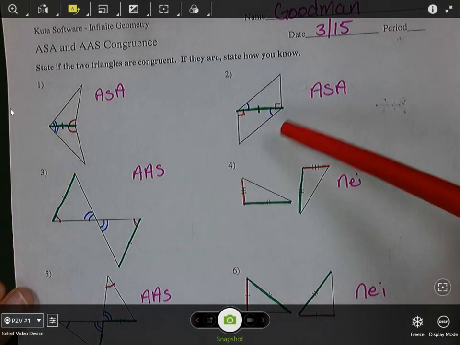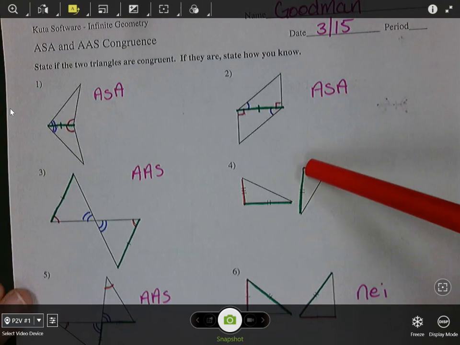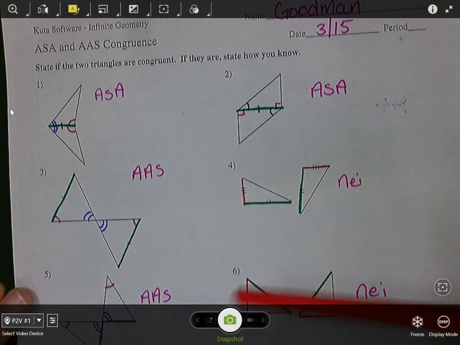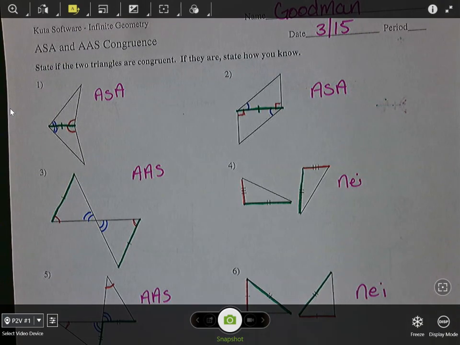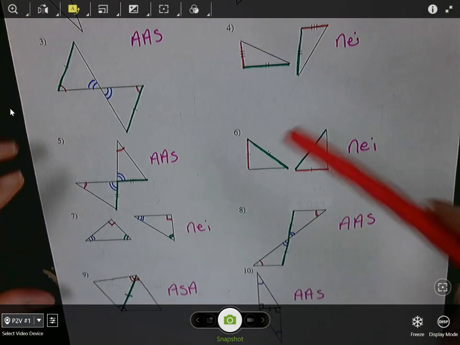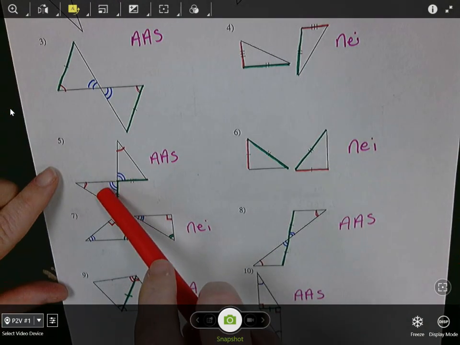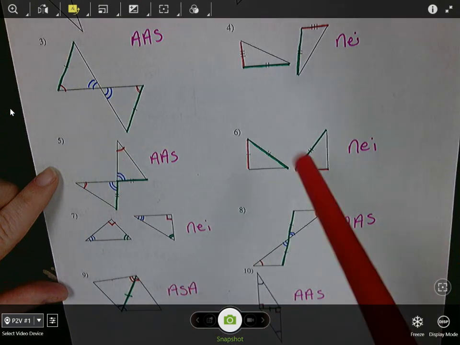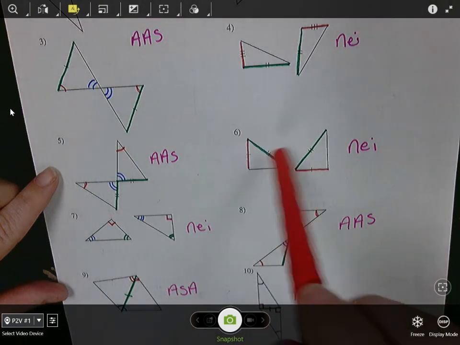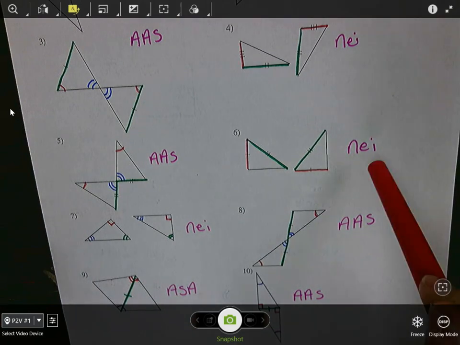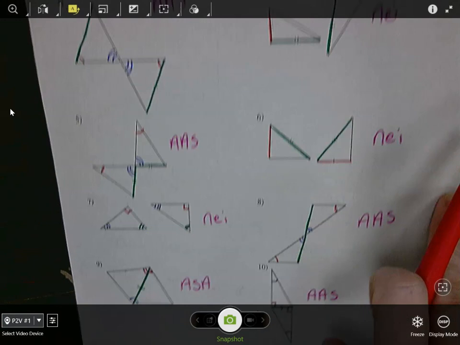And on number four, only two of the sides were congruent, and I could not assume that these angles were congruent. I had to be told that they were. So that one would be not enough information. Number five, I could mark these vertical angles congruent, so that made it angle side. Six, only two sides were congruent, and there was nothing else for me to be able to say was congruent, so that one would be not enough information.